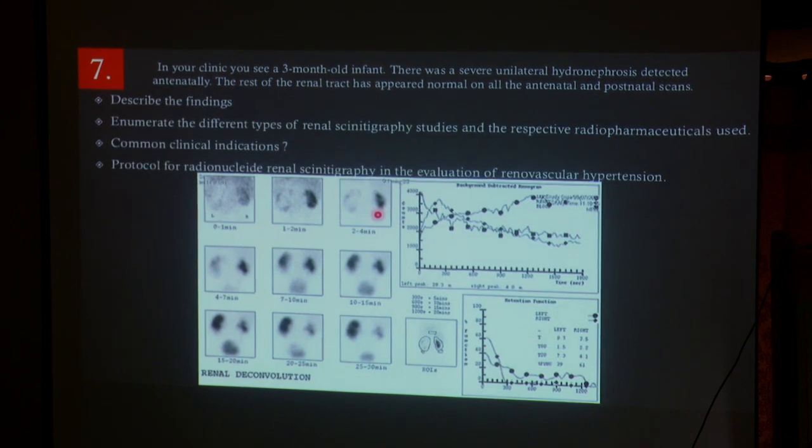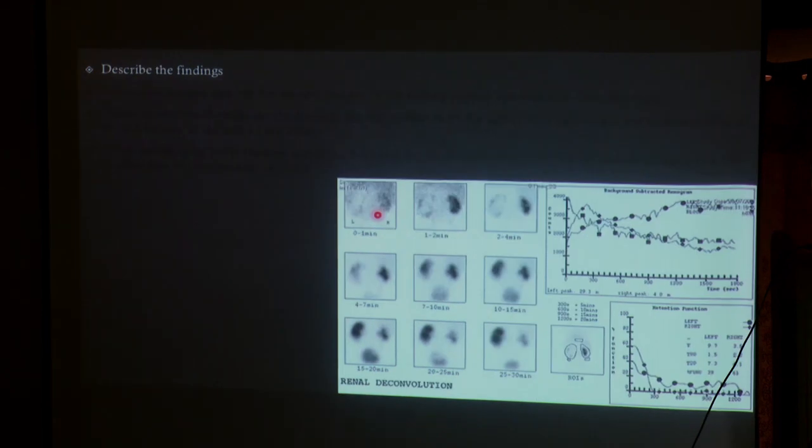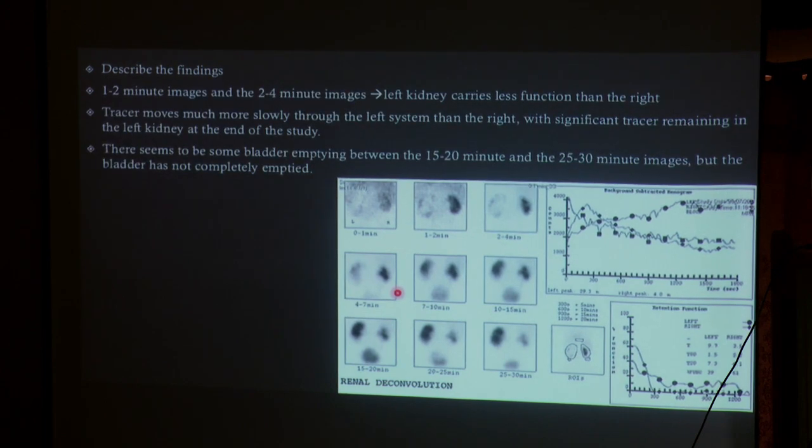So the questions will be: describe the findings, enumerate the different types of scintigraphy studies and respective radiopharmaceuticals used, common clinical indications, the protocol for the scintigraphy, and evaluation of renovascular hypertension. So the findings here, there are sequential images, with different phases for imaging this. One is the parenchymal phase, then the cortical transit, and finally the drainage phase. This is the sequence of imaging for this.